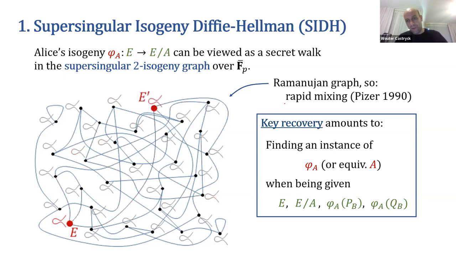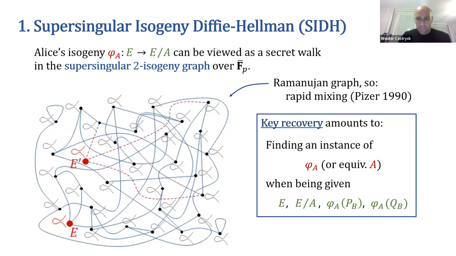And the security argument that was usually given for SIDH is that this graph is known to be a Ramanujan graph. So it has rapid mixing properties, meaning that in very few steps, you are at basically a uniformly random point. If you take a short random walk from E, then in a logarithmic number of steps, you are at a uniformly random place, essentially, in this graph.